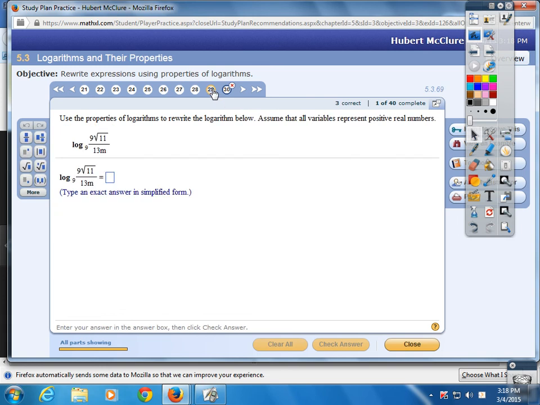Here we go. Here's the expansion. Okay, there's one. Expand that one: log base 9 of 9 times the square root of 11 over 13m.